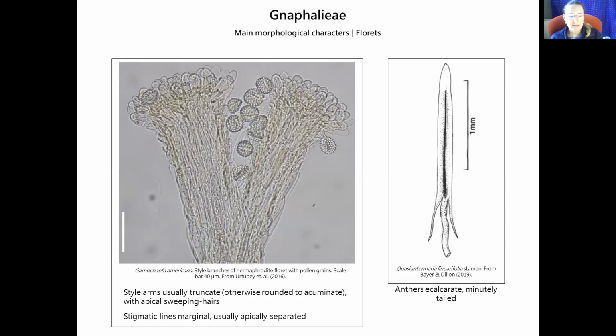The typical style branches in the Gnaphalieae are truncate at the tips with apical sweeping hairs. Quite rarely they can be rounded to acuminate. And the stigmatic lines are marginal along these branches. And when the branches are truncate, they're parallel right to the end, so they're apically separated. And the anthers are ecalcarate and minutely tailed.